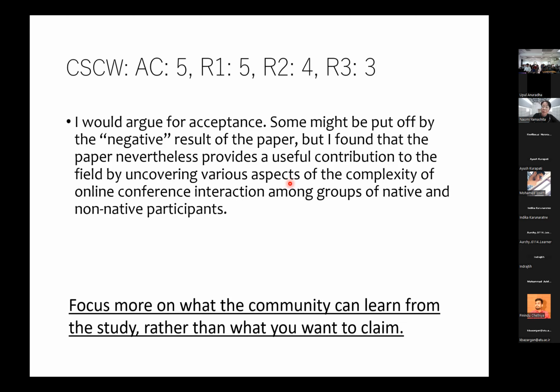So the important lesson here is to focus more on what the community can learn from the study rather than what you want to claim. Especially when we develop a system, we hope that the system works well and achieves its goal of supporting users, right? But if it does not, it's still fine. You can focus on the reasons why and how it didn't go well. And then you still have hope that the paper gets accepted.